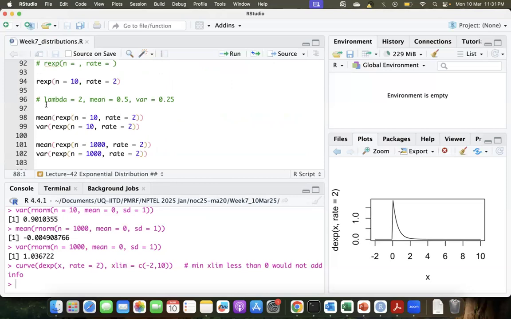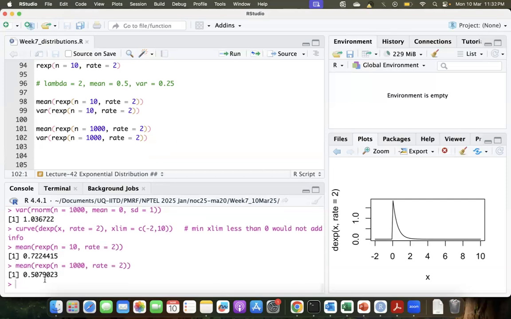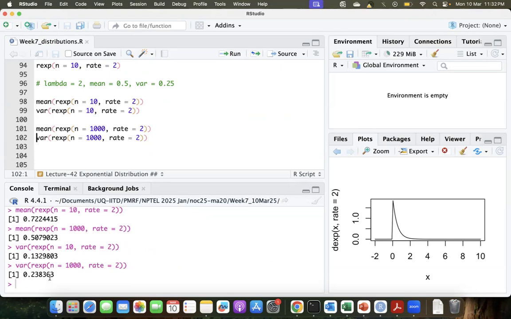If you say lambda is 2 or rate is 2, then mean is 1 by lambda, so that's 0.5. Variance is 1 by lambda square, so that's 0.25. Again, when you do 10 versus when you do 1,000, 1,000 gives you a better estimate. For variance also, 1,000 gives you a better estimate. So the story is all the same. Okay.